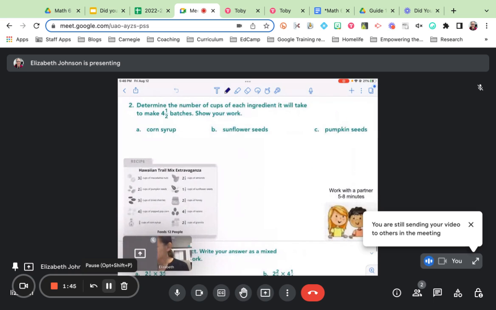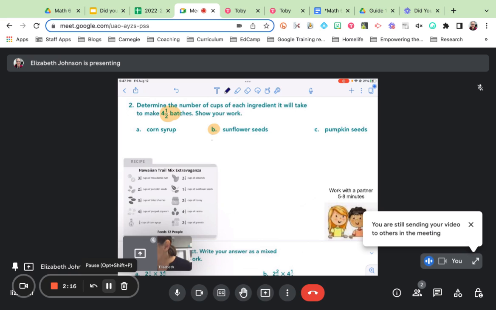All right, so now let's talk about the number of cups each ingredient will take to make 4.5 batches. We'll do one example together, and then I'll give you some time to work on this on your own. So we need 4.5 batches. How much corn syrup do we need? How many sunflower seeds do we need? And pumpkin seeds. We're going to do the corn syrup together. Actually, hang on. Let's do the sunflower seeds together.